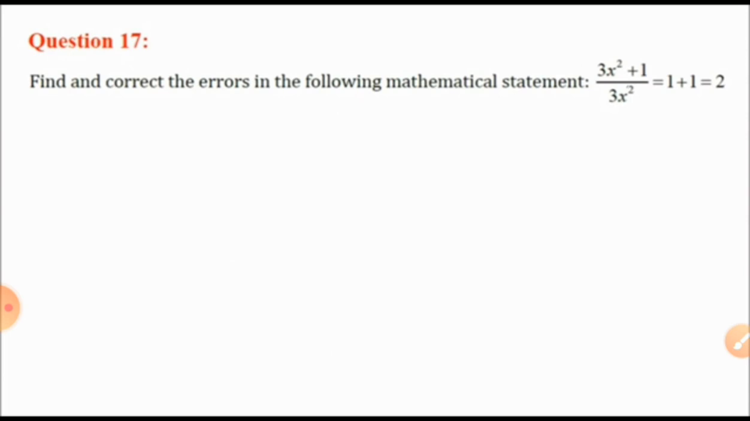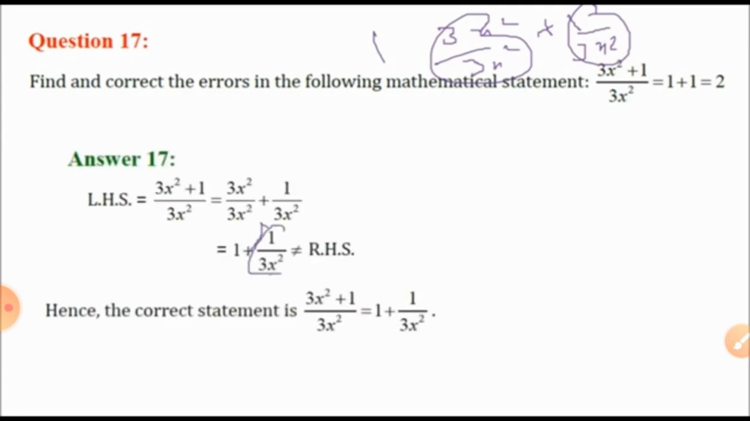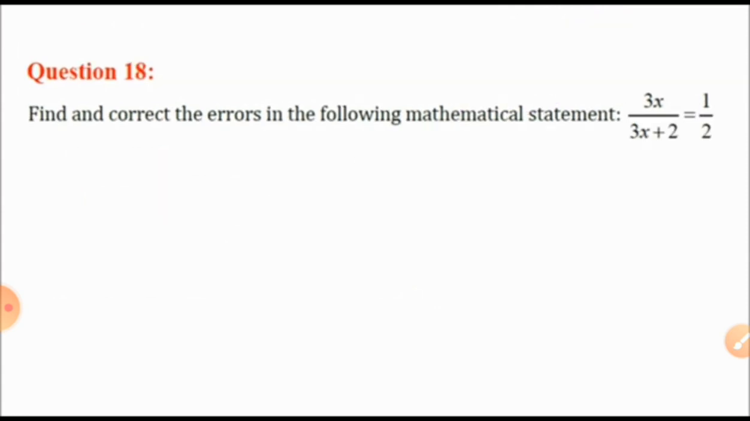Last, 17th one, 1 upon 3x squared plus 1 upon 3x squared is equal to 1 plus 1 is equal to 2. Sorry beta, that is not right. Here what you have to do: 2 upon 3x squared will be the answer. 1 plus 1, not 2.